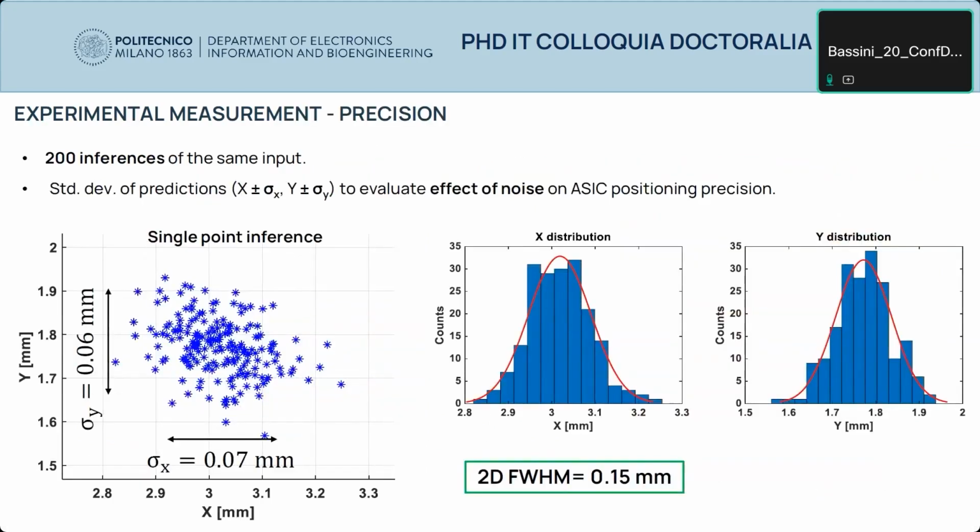So here I report some experimental measurements of the network running on the ASIC. In order to test its precision in predicting the coordinates, we performed 200 inference measurements of the same input and measured the standard deviation of the predicted coordinates in order to evaluate the effect of the electronic noise on its performance. And it resulted in a full spatial resolution of 0.15 millimeters, which is good considering the target resolution of 1.5 millimeters. And we can also conclude from this measurement that the electronic noise does not have an important impact on the ASIC precision performance.